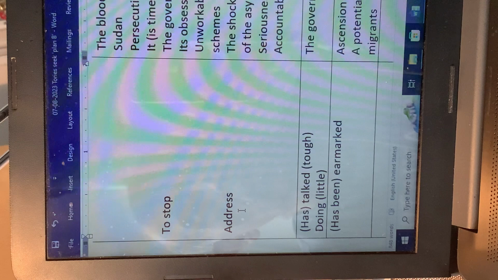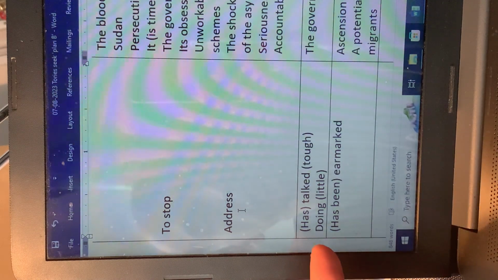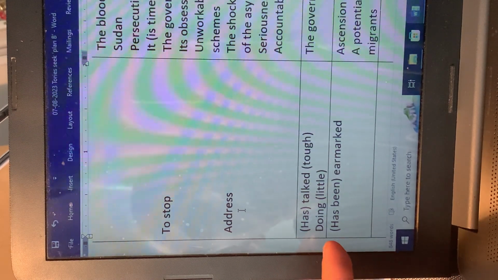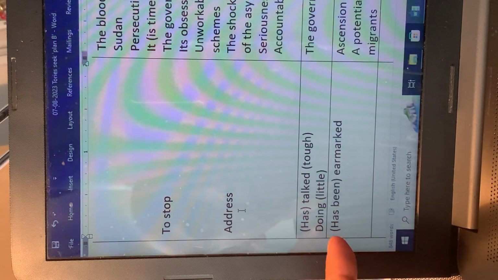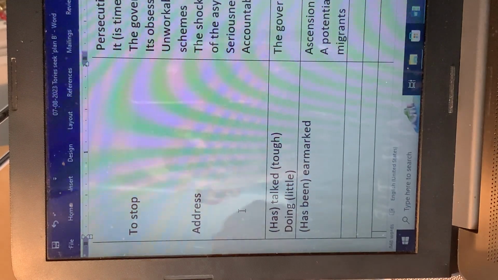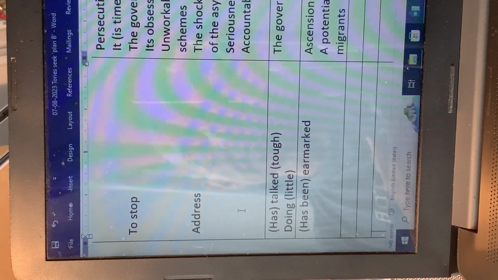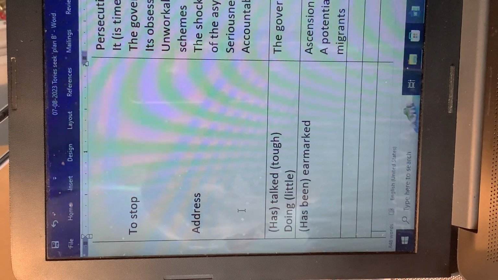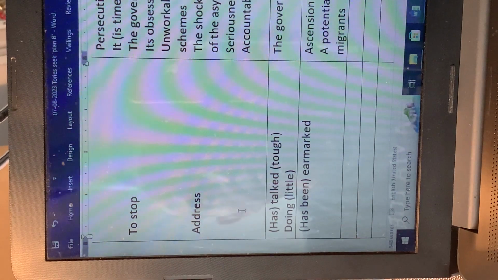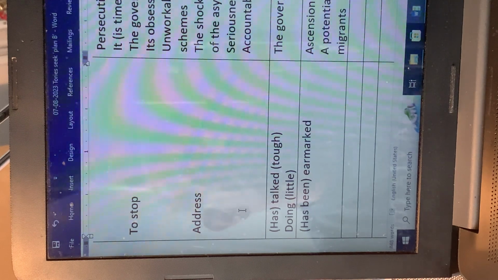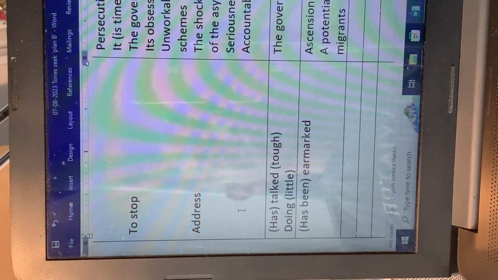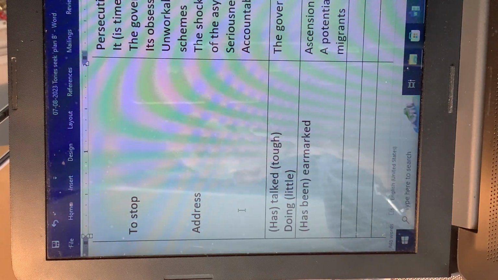Address, has talked tough, doing little, earmarked. I think I'll stop here because these are all verbs.